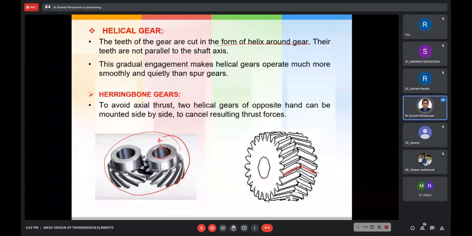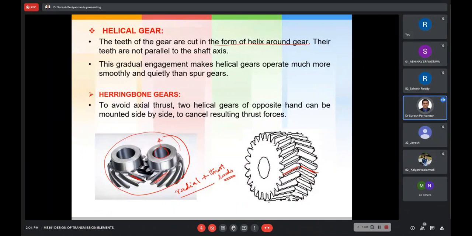In the design application, the helical gear: the right-hand pinion meshes with the left-hand pinion, and the left-hand pinion meshes with the right-hand pinion. But here, the helical gear imposes radial and thrust loads on the shaft. In the earlier case, only radial load; in the helical gear, radial and thrust loads on the shaft.